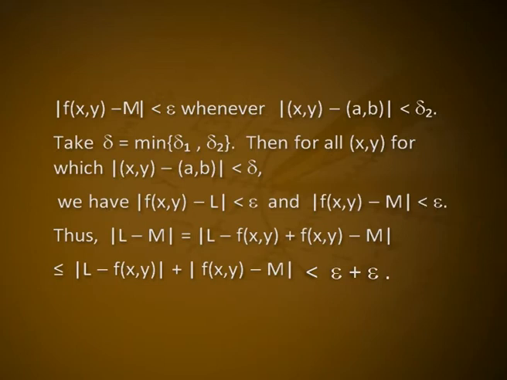Thus, |L - M| = |L - f(x, y) + f(x, y) - M| is less than or equal to |L - f(x, y)| + |f(x, y) - M|, which is less than epsilon + epsilon. This shows that |L - M| < 2 epsilon, which is a contradiction. Hence, L equals M. This proves the theorem. Notice that the points (x, y) in the neighborhood of (a, b) can approach the point (a, b) from any direction in an arbitrary manner. The definition of limit implies that the limit value must be the same along every approach path.